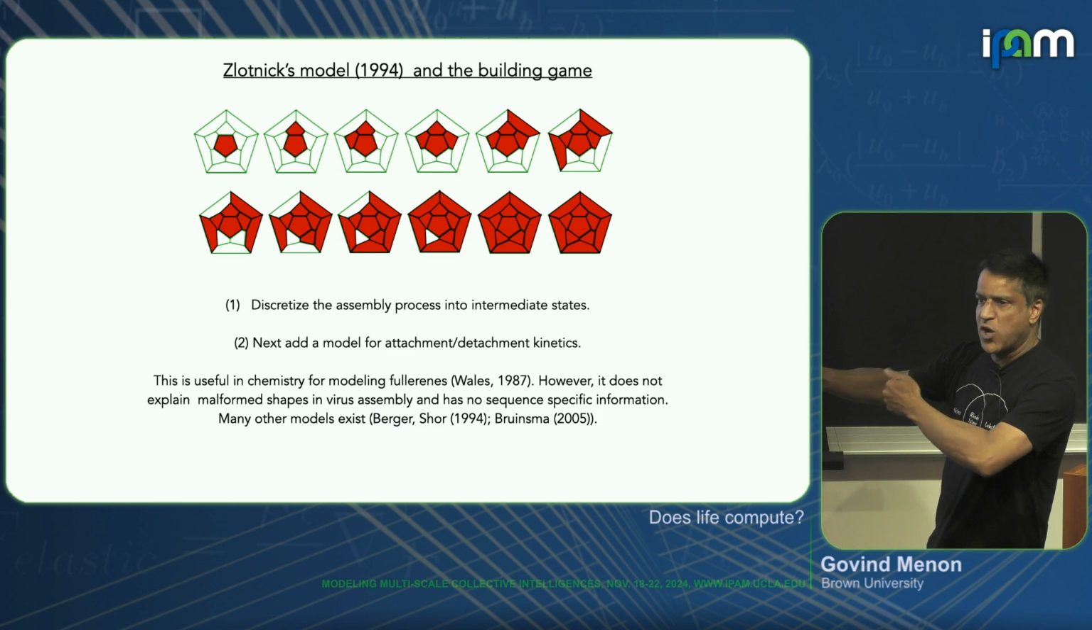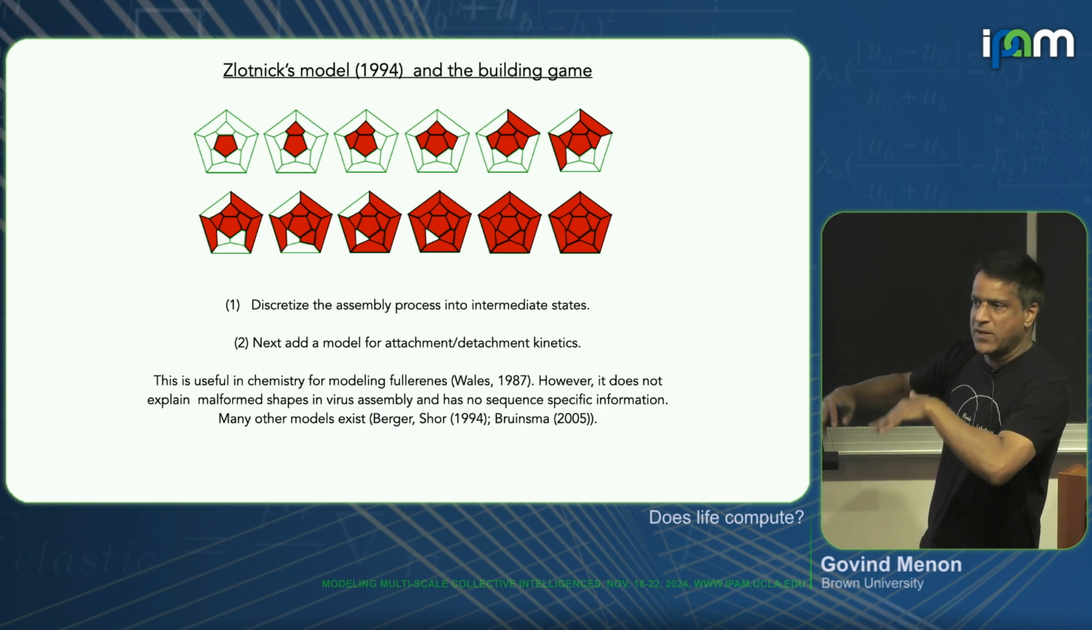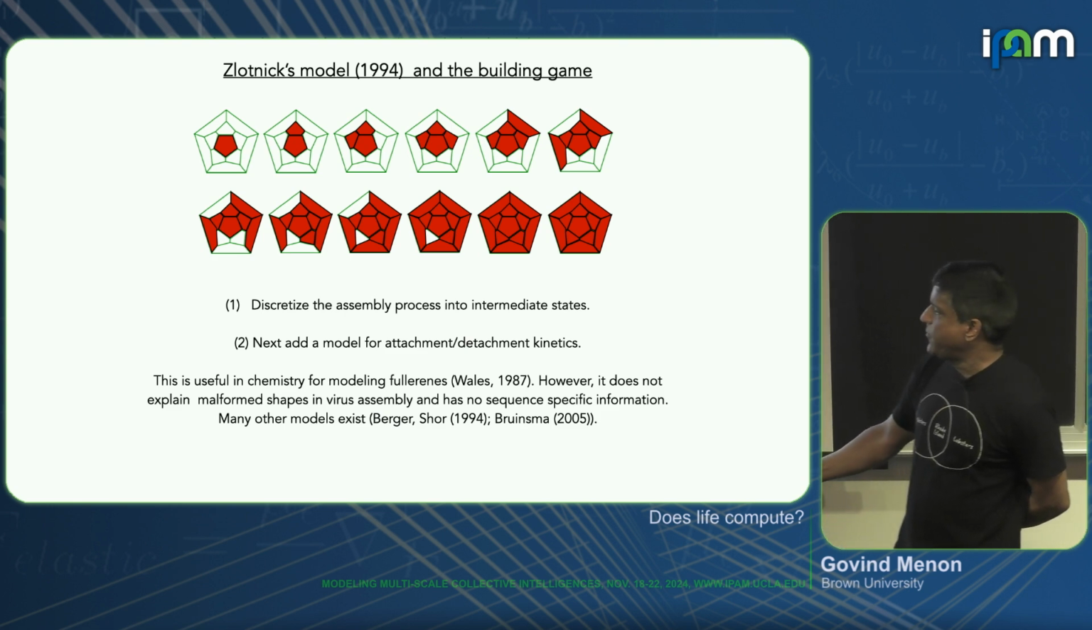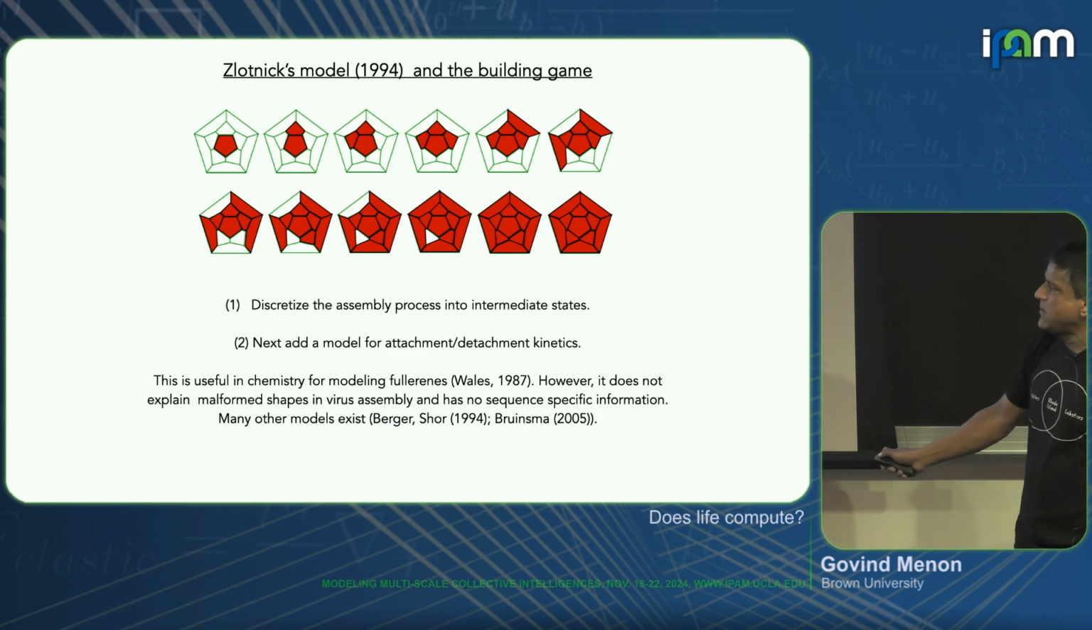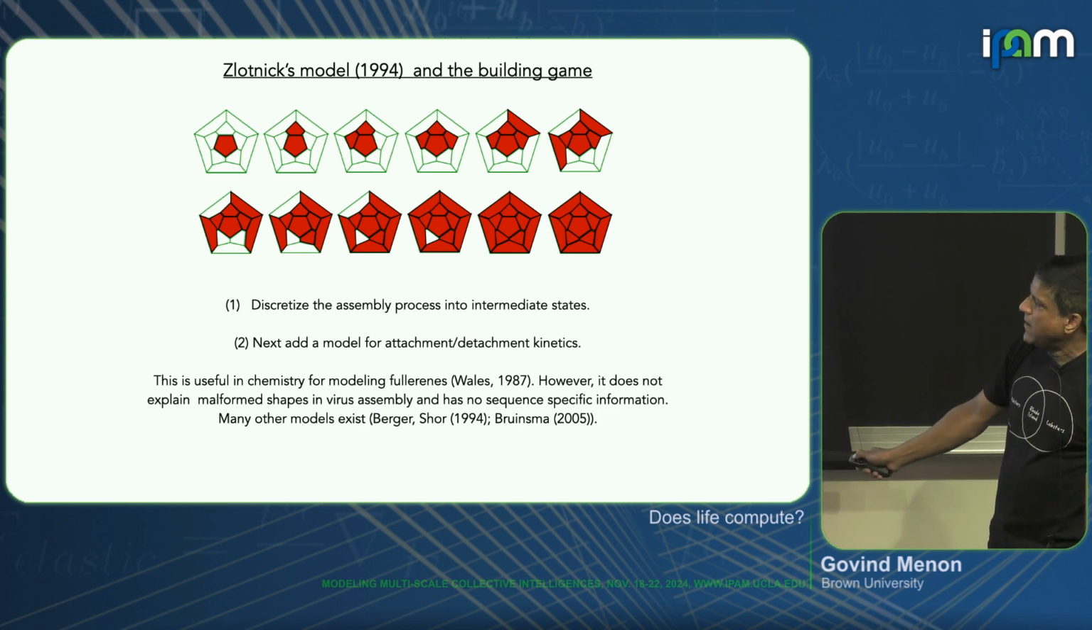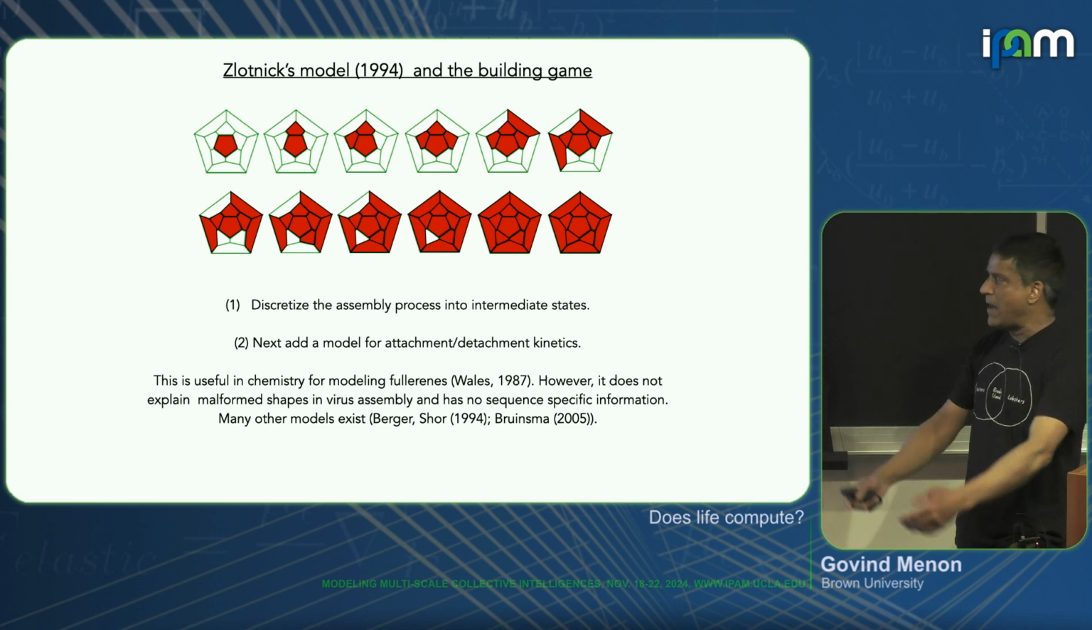But we are separating the geometry from the physics. So the geometry is, for us, the most primitive object, and that's what we're going to focus on. So this idea is very useful in chemistry for modeling fullerenes. It has been used for viruses. That's where Zlotnick began. But it doesn't explain, for example, malformed shapes.